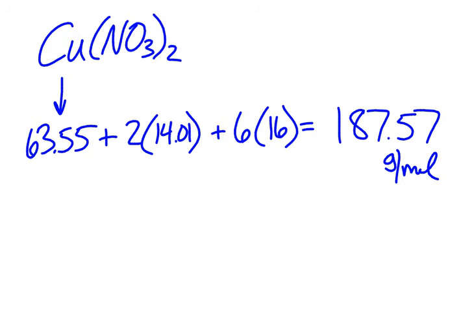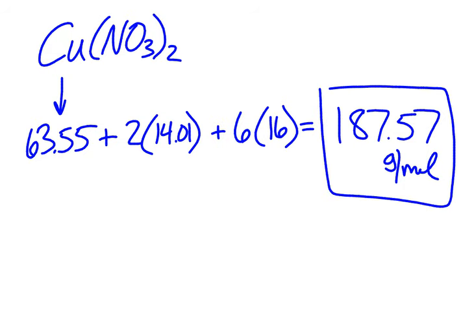Now, these are exact numbers, to the point where you do not apply sig figs when calculating your molar mass. Just take the values as they are in the periodic table that is given to you and keep all the digits. So this would be the molar mass of copper 2 nitrate.